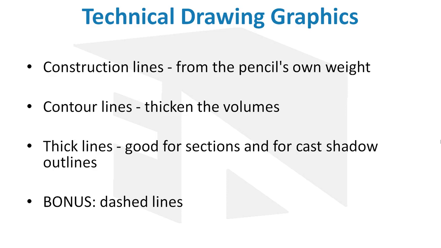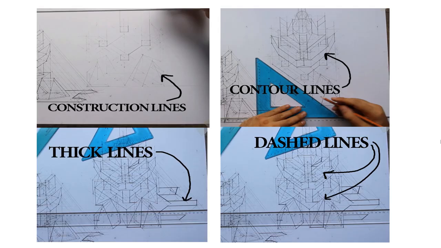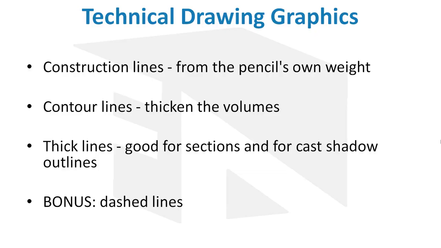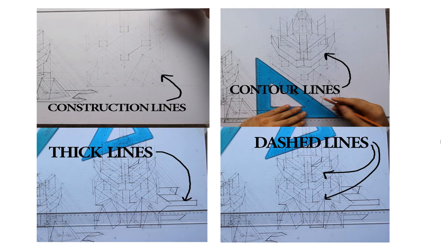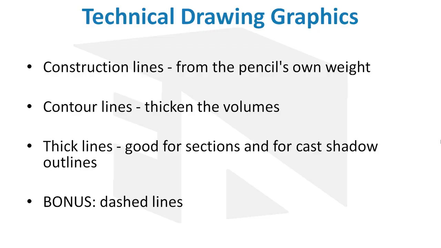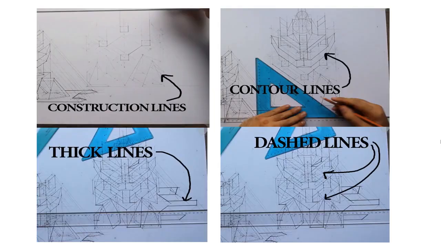You also have contour lines, which are meant to show the lines that you see. You can see them on the top right hand side. These contour lines make your volume take shape. Then you've got thick lines, which are used for cast shadows and for sections. You can see them for the cast shadows there, bottom left hand side. And you've got the dashed lines as a bonus. They're optional. You can use them to thicken some of the construction lines. But if you have all these four types of lines, then you get really good graphics. That's the end result.